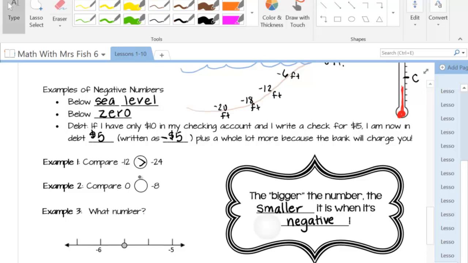0 is always bigger than any negative number. So 0 is greater than negative 8.